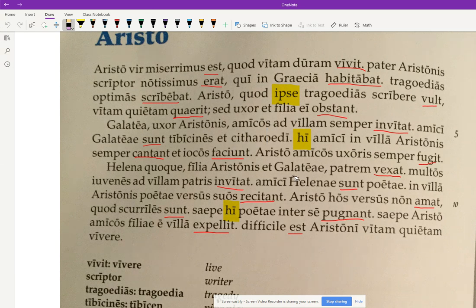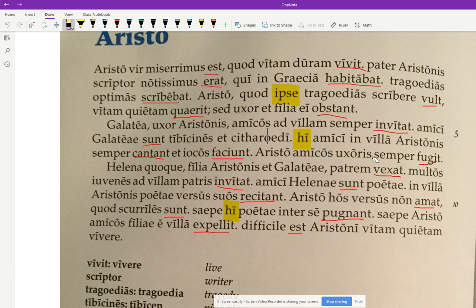Okay, hi amici, right? So hi, the H pronouns, this or these, it's modifying amici here, which is masculine, nominative, and plural. So we have the hi form because that's masculine, nominative, and plural according to that Hic Haec Hoc chart that we've seen and you need to learn. So these friends in villa Aristonis, so in the house of Aristo, semper cantant et iocos faciunt. So they always sing and iocos faciunt, make jokes. Right? Kind of thing you might want to find at a restaurant or a meeting place, but maybe not in your own home. Bunch of people hanging out, singing, making jokes.